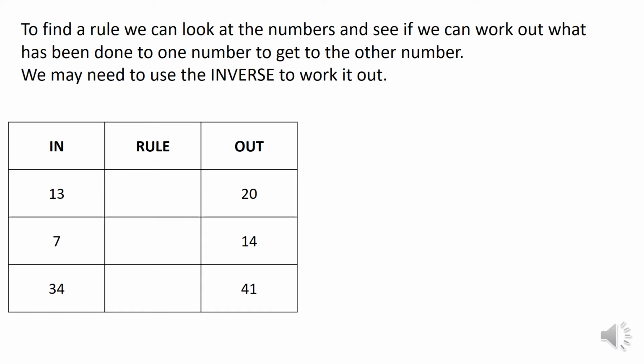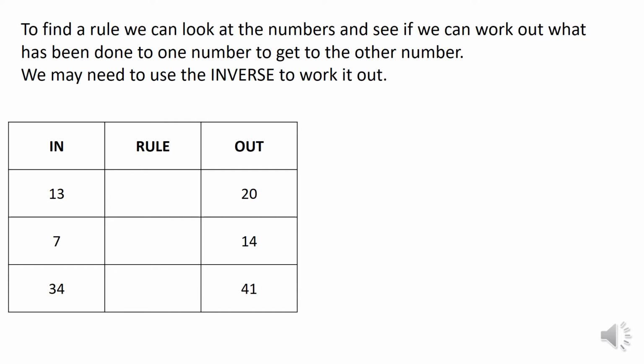To find a rule, we can look at the numbers and see if we can work out what has been done to one number to get the other number. We may need to use the inverse to work it out. The table shows our in and out numbers. 13 in, 20 out. 7 in, 14 out. 34 in, and 41 out.